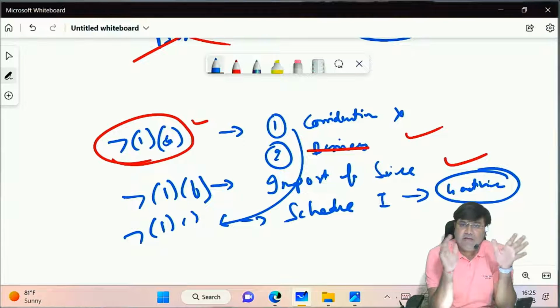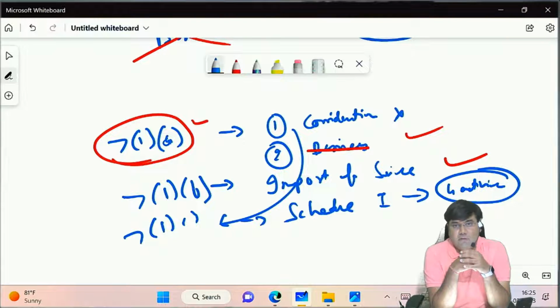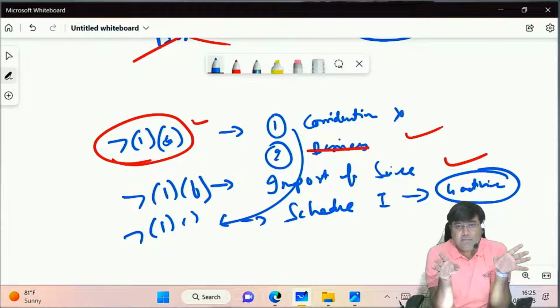Okay, any doubt? Feel free to ask me any doubt. Remember, you should not have any conceptual gap. Any doubt?